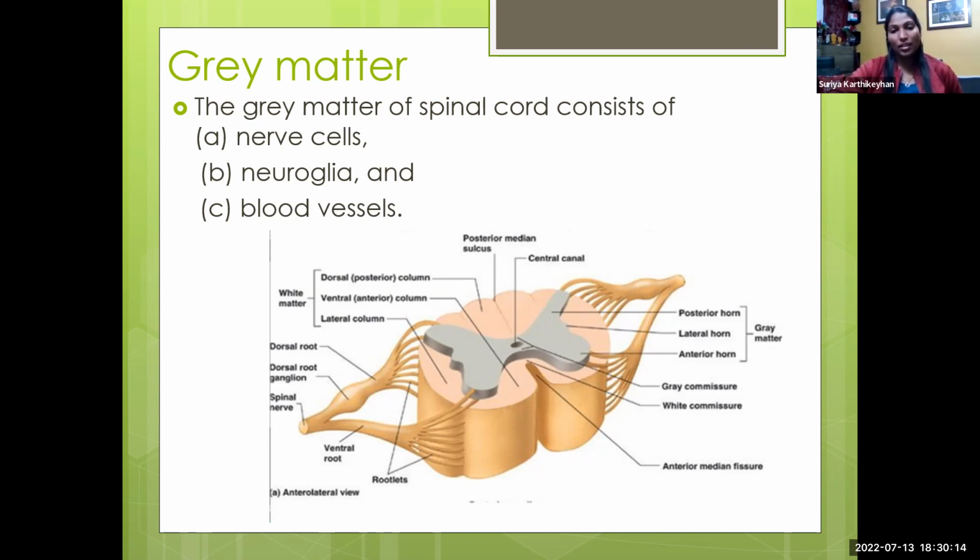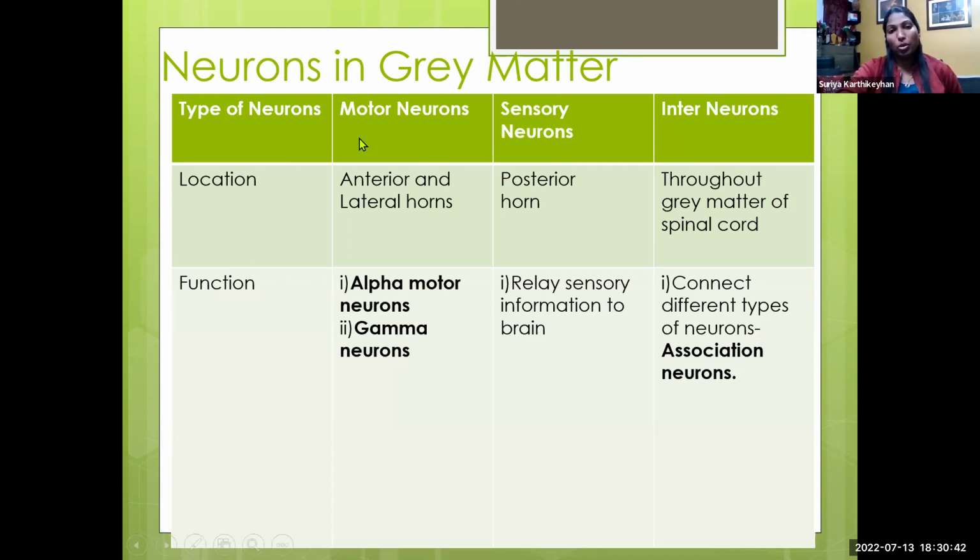What are called interneurons? They are nothing but the association neurons. Interneurons connect the different types of neurons. That is, they make a connection between the motor and the sensory. Because sensory neurons relay the information in the posterior part, and from the anterior part only we are getting the motor neurons. So there should be a connection between the sensory and the motor, no? These connections are established by the interneurons, otherwise called association neurons. So these are the neurons in the gray matter: motor neurons, sensory neurons, and interneurons. Motor neurons are mostly located in the anterior horn and the lateral horn. The sensory neurons will be located in the posterior horn.